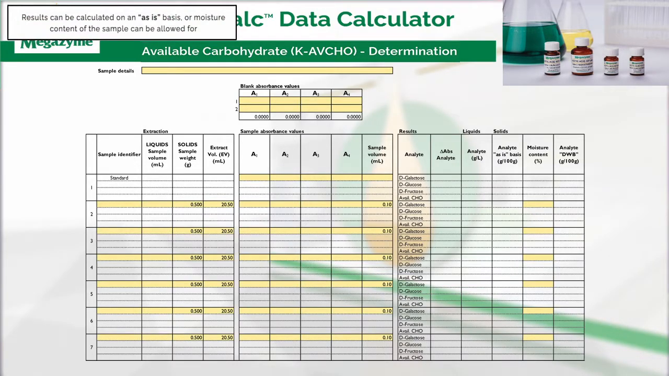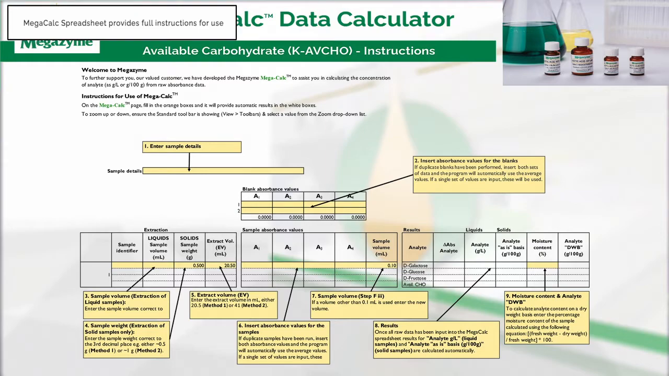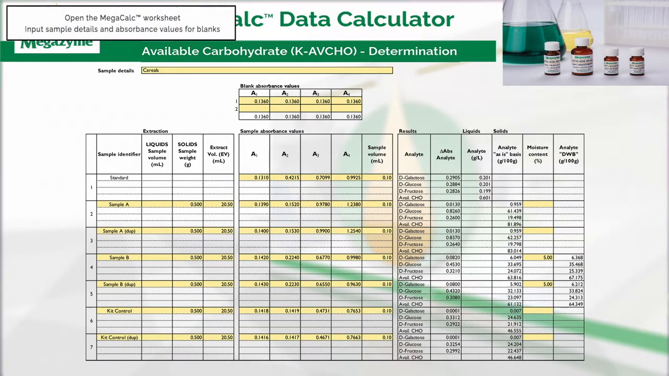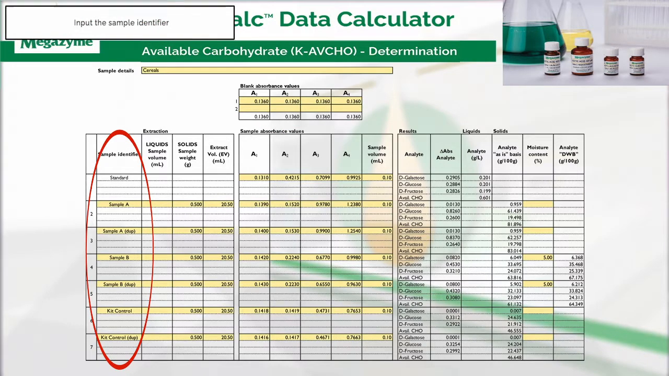Results can be calculated on an as-is basis, or moisture content of the sample can be allowed for. The MegaCalc spreadsheet provides full instructions for use. Open the MegaCalc worksheet and input the following. Sample details. Absorbance readings for the blanks. For each sample, input the sample identifier.